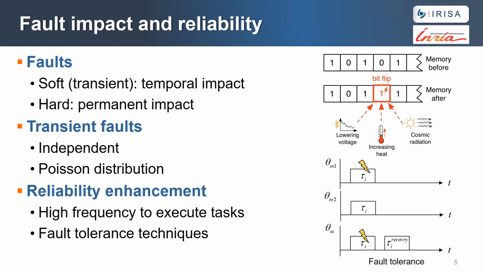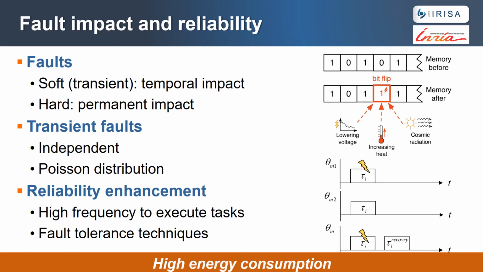The reliability of a task is defined as the probability of executing this task without error. It increases with frequency increasing. In order to enhance reliability, high frequency is assigned to execute tasks. Another way is to use fault tolerance techniques like task recovery and task replication. Overall, the solutions to enhance reliability increase energy consumption.